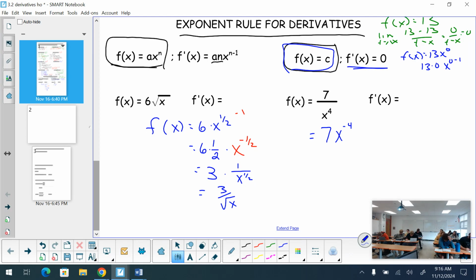So now we can use our exponent rule. Take your exponent times your coefficient. Drop 1 from your exponent. Then put it in an acceptable form, which just means eliminate your negative exponents, and check your answer with somebody around you.